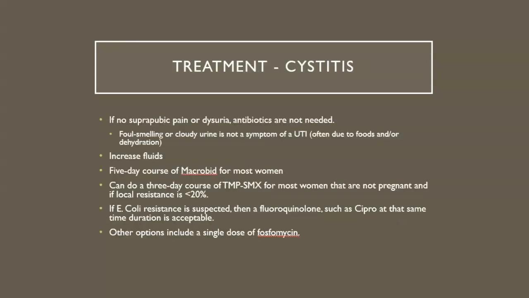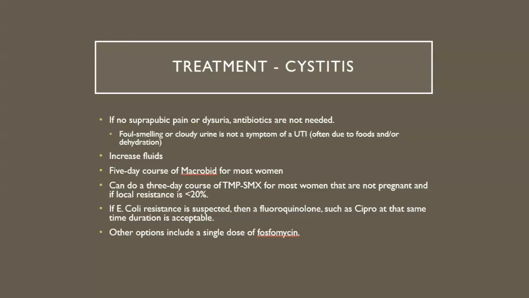Now we'll go ahead and talk about treatment with cystitis. So if there's no suprapubic pain or dysuria, antibiotics are not necessarily needed. Foul smelling or cloudy urine is not a symptom of a UTI. Sometimes that can be due to foods or dehydration. I don't know if you guys have ever heard, but asparagus can actually make your urine smell pretty badly as well. So it's important to get that 24-hour diet recall from people, because that might be a factor.